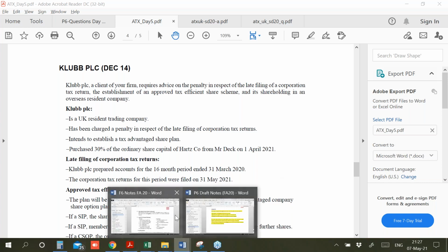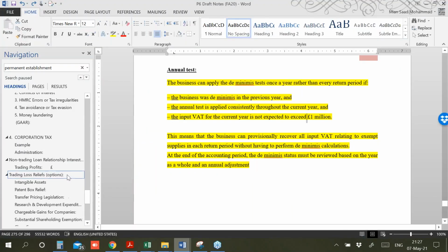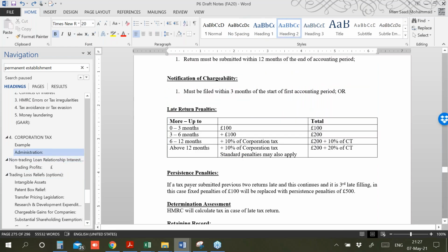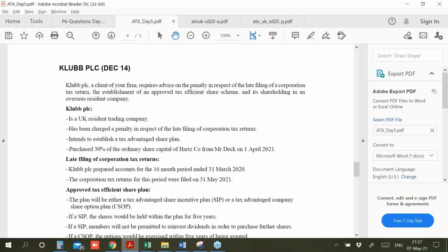In my notes, in corporation tax, there's a section called administration at the very start, and that tells you different things. For example, late return penalties: if it is within 3 months, 0 to 3 months, it is a fixed £100. Then within 3 to 6 months, it is £200. Then for 6 to 12 months, 10% of corporation tax, and so on. So now you tell me, in our question, what shall be the penalty from the table that I have shown you on the screen?